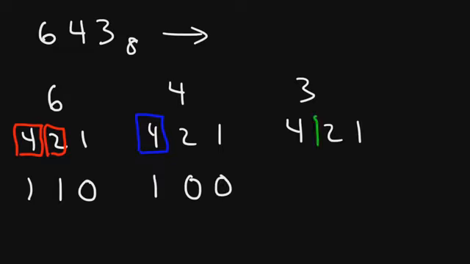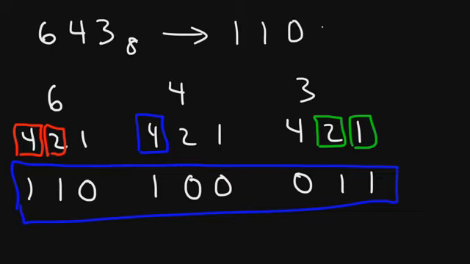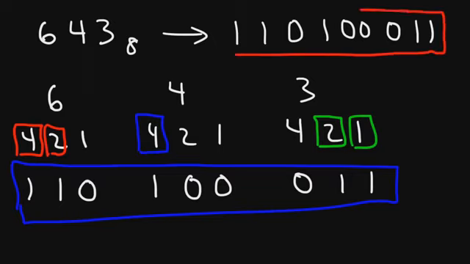Now to get 3, we need to add up 2 and 1. So that's going to be 0, 1, 1. And thus, we could see our answer right here. So 643 in the octal system is 1, 1, 0, 1, 0, 0, 0, 1, 1. And so this is the final answer. So now you know how to convert a number from the octal system to the binary system.